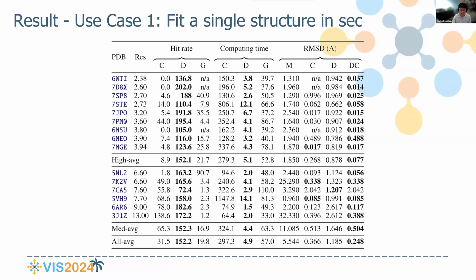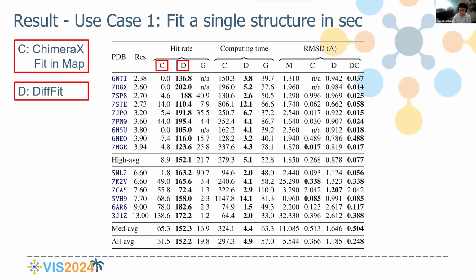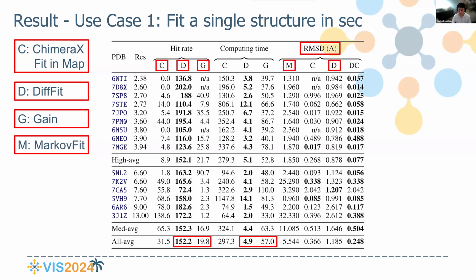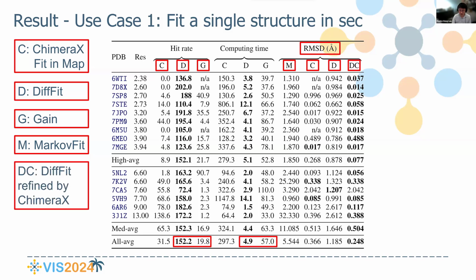Here we show the benchmark of DiffFit. C stands for ChimeraX fitting map command, D stands for DiffFit, G stands for gain. You can see that DiffFit outperforms ChimeraX's significantly on both hit rate and computing time. In terms of fitting accuracy in root mean square deviation from the ground truth, DiffFit outperforms Markov fit to a large degree. DiffFit's accuracy is just slightly worse than ChimeraX's, and if the user takes the DiffFit's result as an initial pose and refines it by ChimeraX's fitting map command, then DiffFit gets a better accuracy.